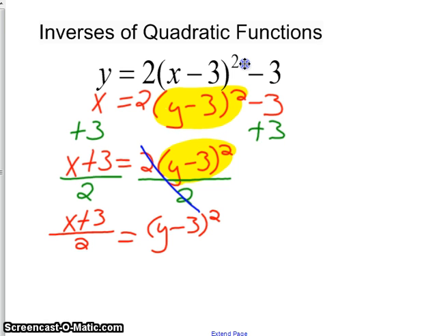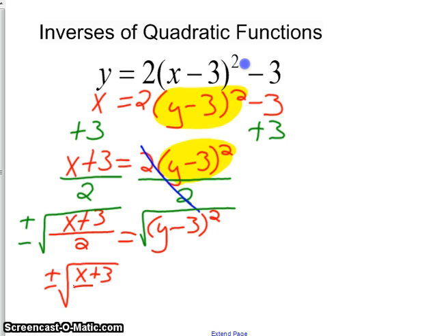So now that I've got this square by itself, now I can undo the power of 2, which is the square root. So I am going to now take the square root of both sides. And when you do that, you might remember that you have to do plus and minus. All right, so I'm going to rewrite what's left. I've got plus and minus radical x plus 3 over 2. And on the right-hand side, the square root undoes the square. So I just have y minus 3.